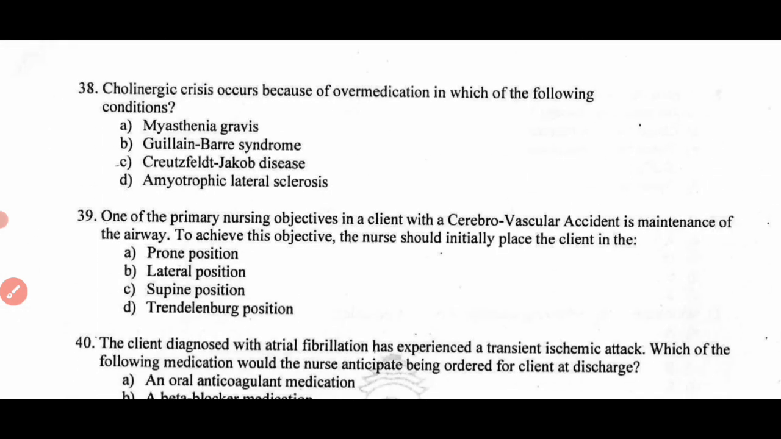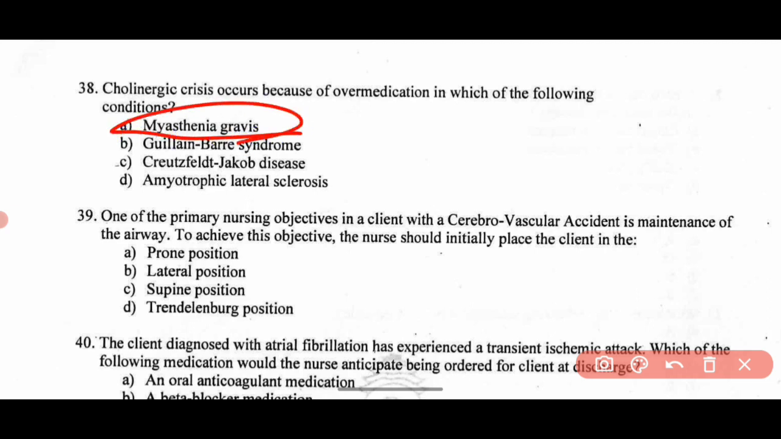Cholinergic crisis occurs because of overmedication of which of the following conditions? Cholinergic crisis. You know, acetylcholine and cholinesterase are opposite to each other. So in which condition is there a problem with the acetylcholine? Here you have to think about myasthenia gravis. What is that? Myasthenia gravis. So what is happening in myasthenia gravis?